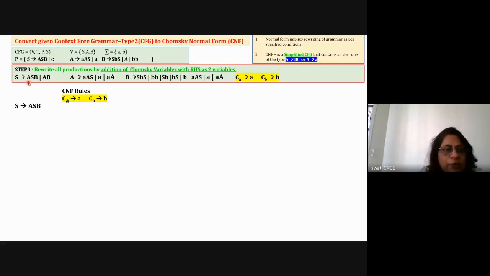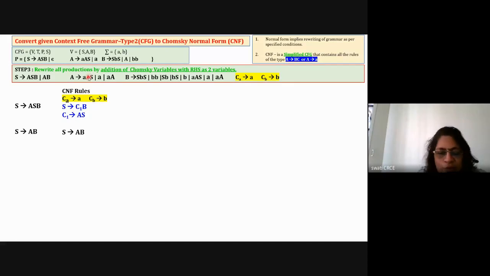Take the first rule S is equal to ASB. For ASB, now you need to divide it into two parts. So I'm saying that you can use anything. S is equal to C1B, where C1 is equal to AS. So you can even say capital A is C1 and C1 is equal to SB. That is also correct. So you may have multiple answers for the same question. So as per my convention, I'm taking C1 is equal to AS and then capital B, and C1 is equal to AS. So both the rules are in CNF format. Now take the next one, S is equal to AB. It is already in CNF. So write it as it is.